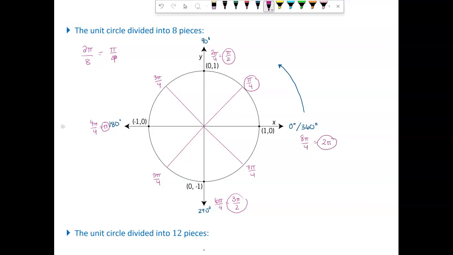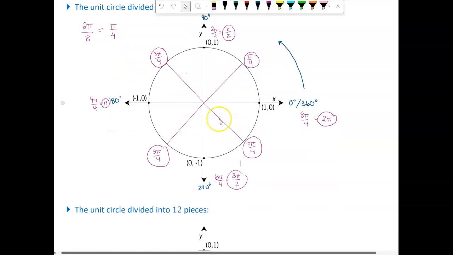So now in this unit circle, when we turn it into 8 pieces, instead of the 45 degrees that we think of, it's now pi over 4, 90 is pi over 2, 135 is now 3 pi over 4, and so forth, okay?